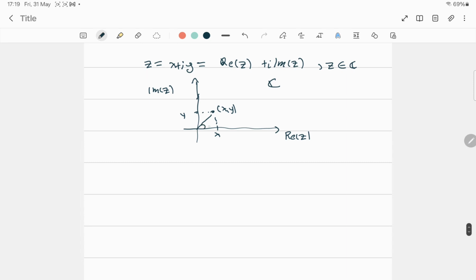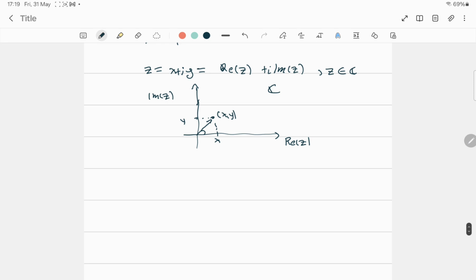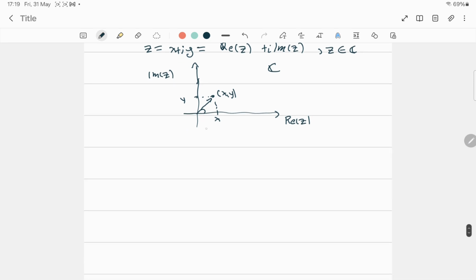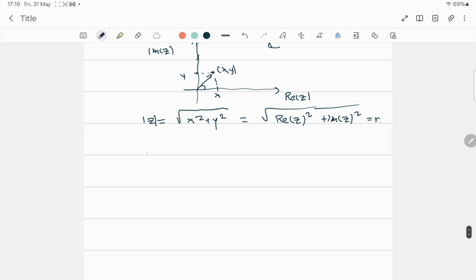In order to turn the complex number from Cartesian to polar coordinates, we do the following. Here we need to find the modulus of the complex number. So we need to find the distance of the complex number from the origin. So it's the square root of x squared plus y squared, or the real part of z squared plus the imaginary part of z squared. And we denote it as r. And the angle here, theta.